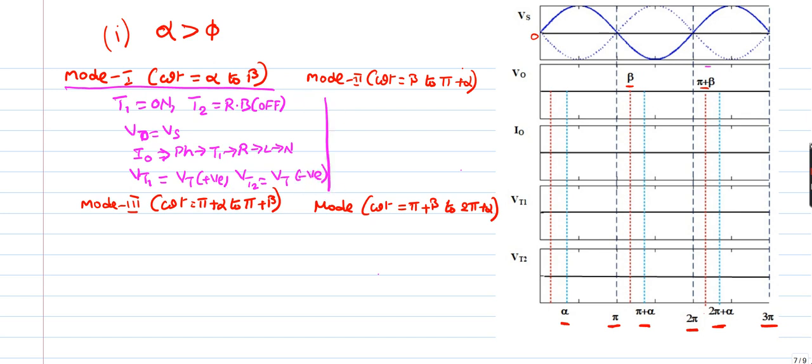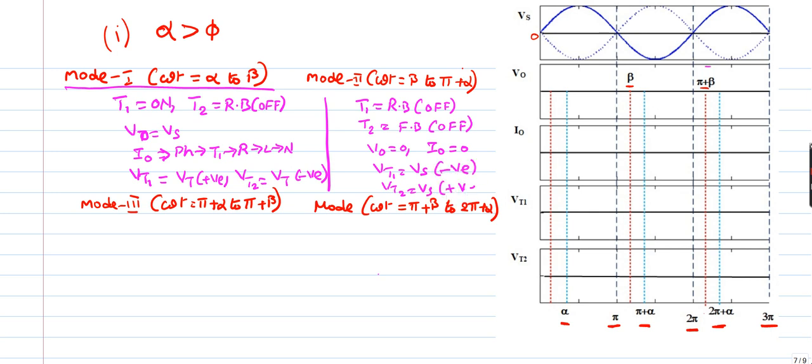So mode 1 is completed. Now mode 2. At beta, the current flowing through T1 becomes 0. Already reverse voltage is applied to T1 at pi, so T1 goes to off state, that is reverse blocking, at beta, and T2 will be in forward blocking mode, so the output voltage will be 0, output current will be 0, Vt1 will be Vs, Vt2 is also Vs, but it will be negative, it will be positive.